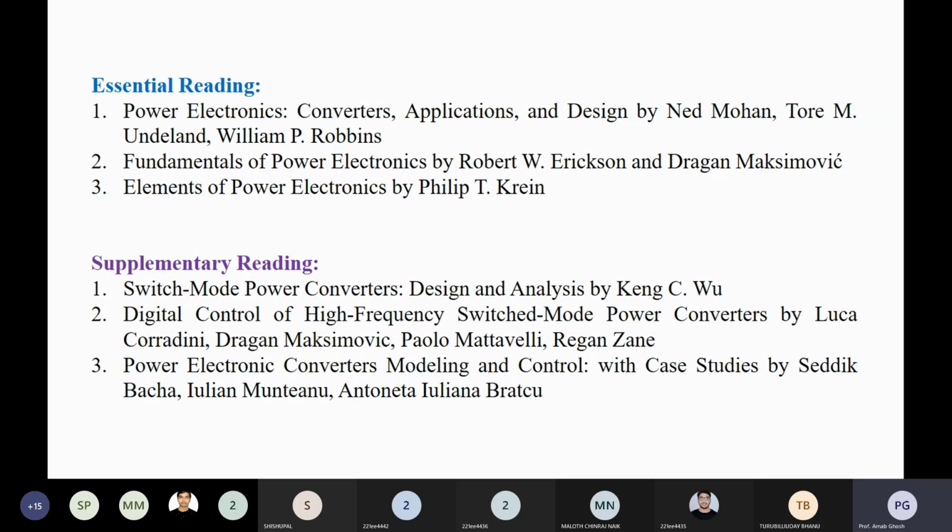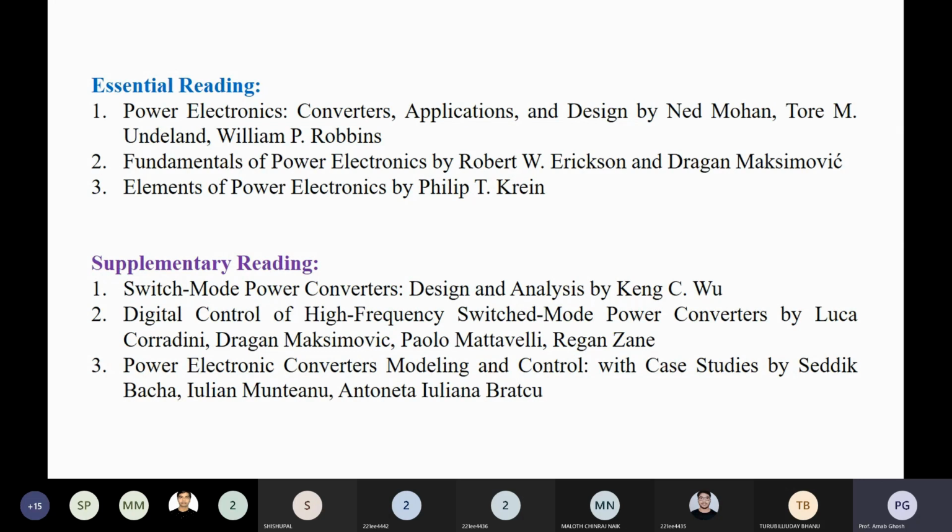If you want to do post graduation, you have to put more trust in self study. That is what I am telling about the three books. If you go through all three books, you will have a good idea. It's not like only switch mode power converters; switch mode power converter is only one topic, and other topics are there also.